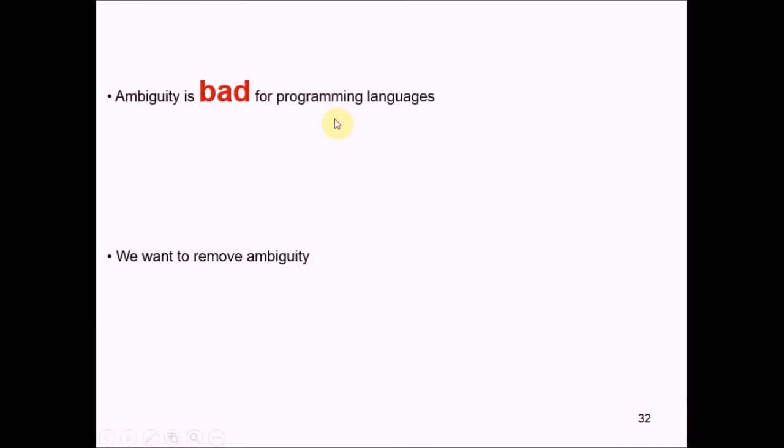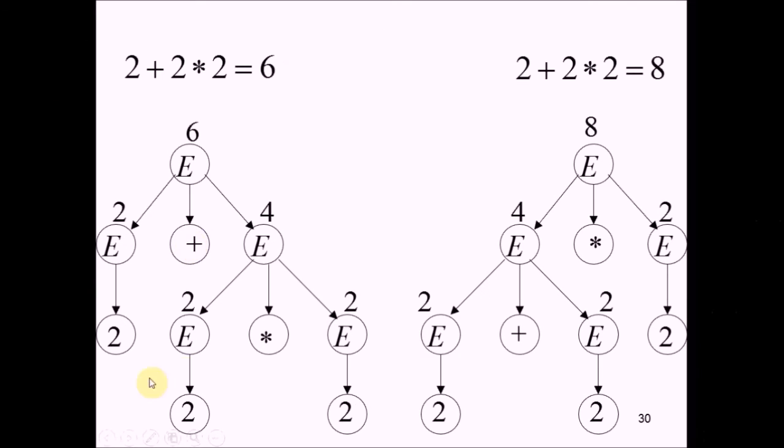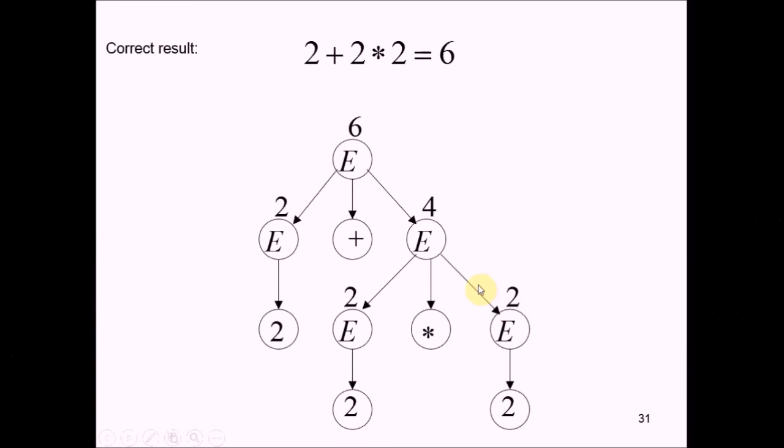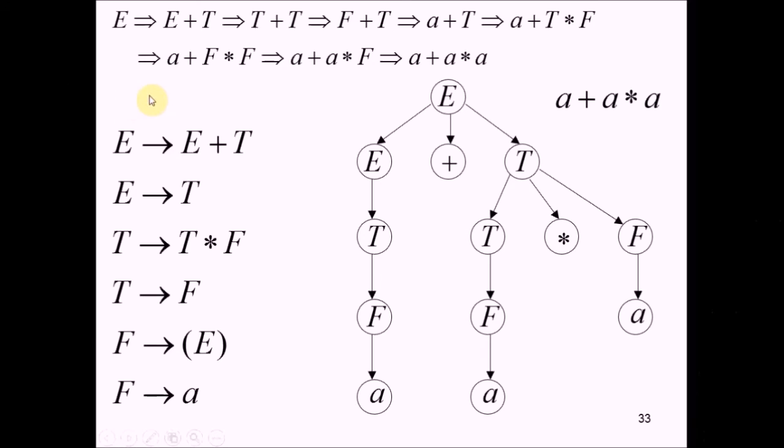So it can be concluded that there were two derivation trees, two parse trees, first this, second this. We got the correct result from the first, and the result which gave 8 was wrong. This practice in turn is bad for programming languages. So what we have to do is remove ambiguity from the grammar. For removing it, we construct a unique parse tree or derivation tree for that same string A plus A star A.